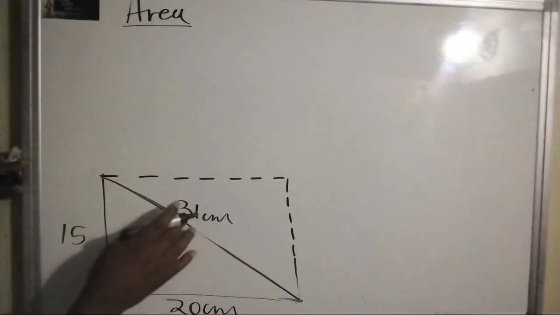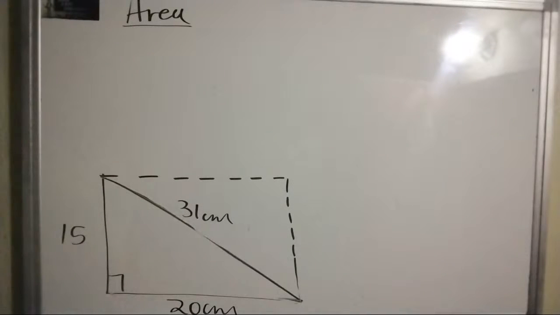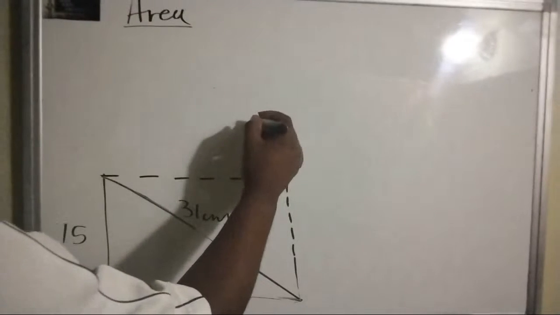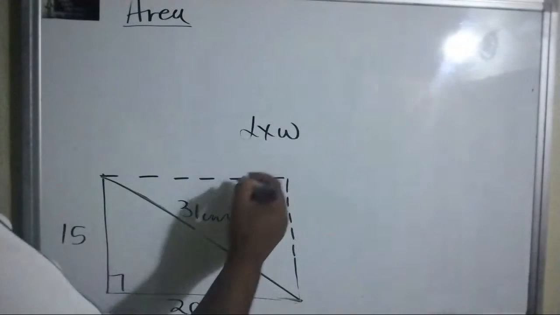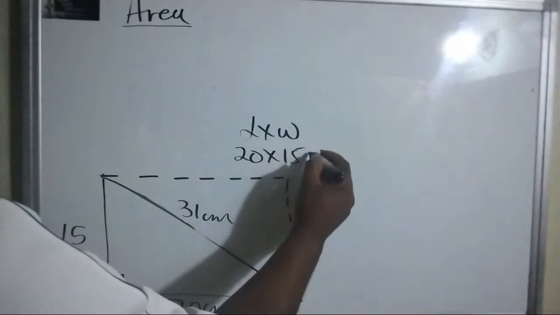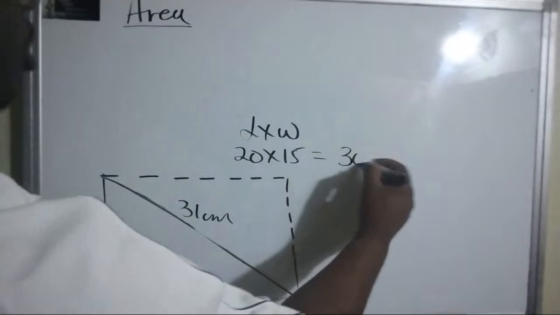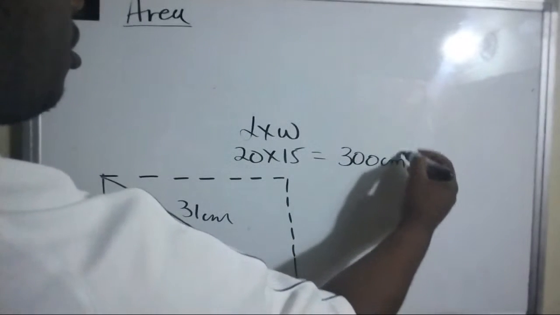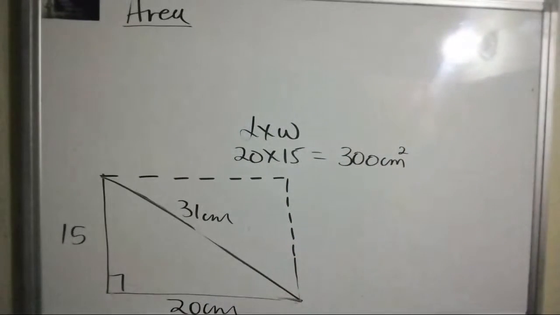Right? We can do that in math, you know. If we do that, what you notice is it's a rectangle, right? With sides 15 and 20. So all we have to do, what's the area of the rectangle? It's length times width, ain't it? So it's 20 times 15, which works out to 300 centimeters square. So the entire rectangle is 300 centimeters square.